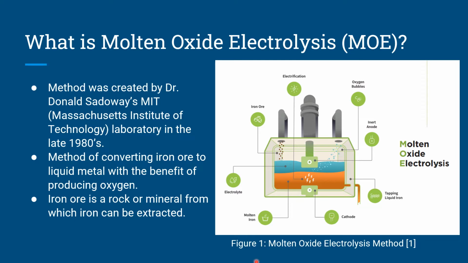As you can see in this picture on the right, the process first starts out with a cell, which is just this box, filled with iron ore, a cathode, an inert anode, and an electrolyte. An electrolyte is just a smooth gel, which you can see in blue in this picture.